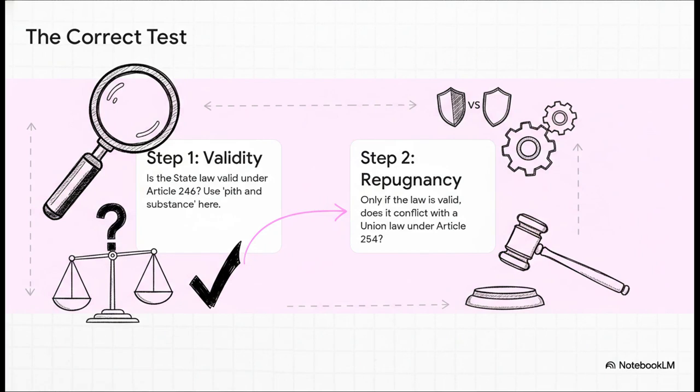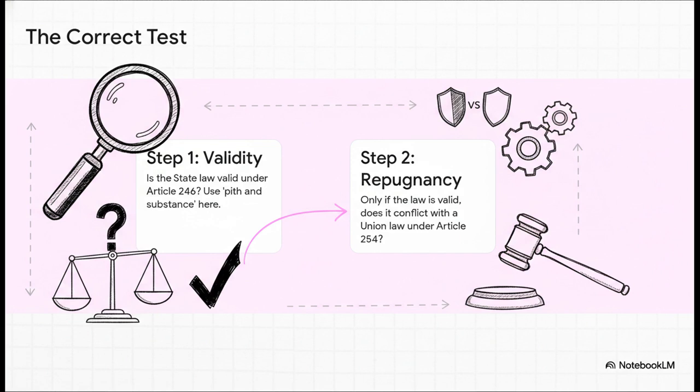Now this slide is absolutely key because it lays out what Tripathi says is the correct way to do this. It is a very logical two-step process. Step 1, you test for validity. Is this law even within the state's power to make under Article 246? That's when you use pith and substance. If the answer is no, the law is void. Game over. But if the answer is yes, then and only then do you move to step 2. You pull out Article 254 and see if that valid law is repugnant to a union law.